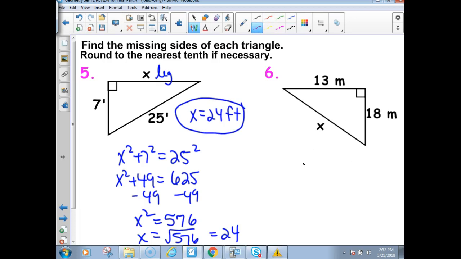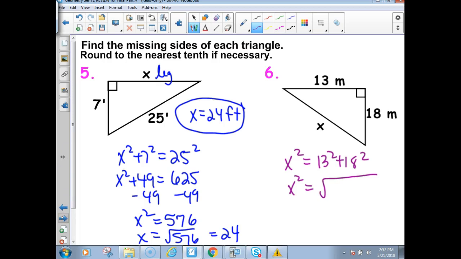Next one, we're finding the hypotenuse. So x squared, if you wanted to start with the hypotenuse, you can. I'm not saying you can't. So x squared equals 13 squared plus 18 squared. And then you can type that in your calculator and take the square root. I think I've done enough on Pythagorean theorem this year. This has probably been overkill.